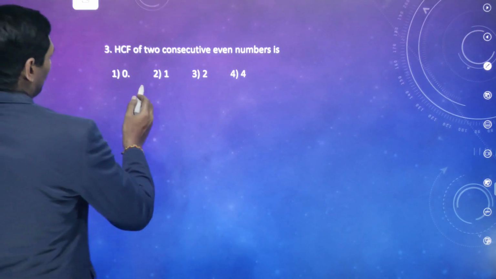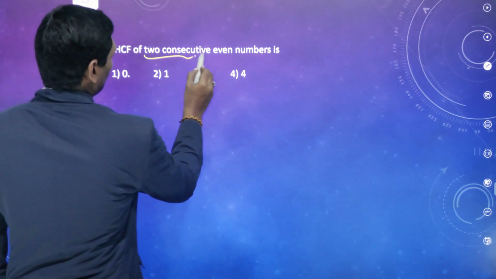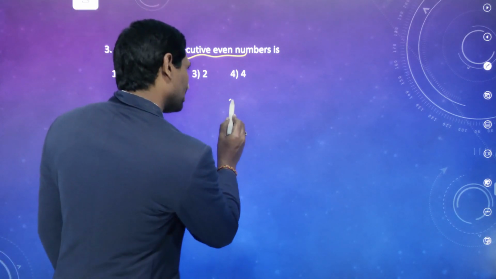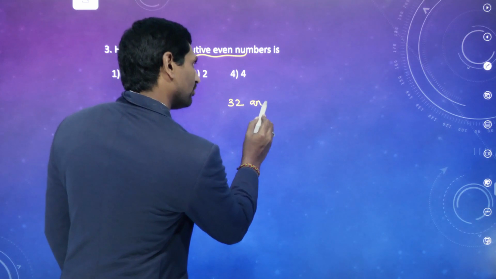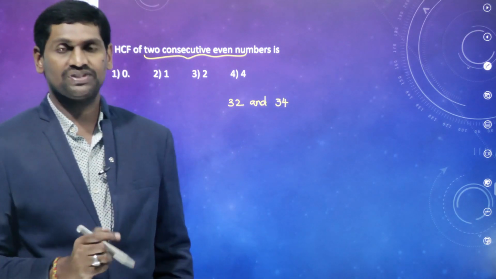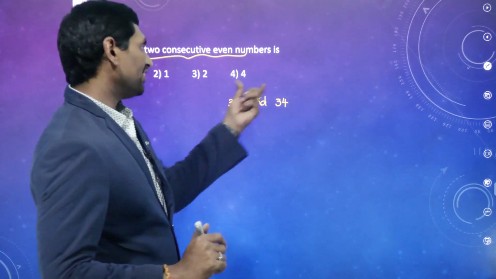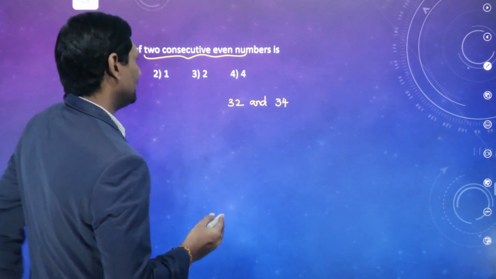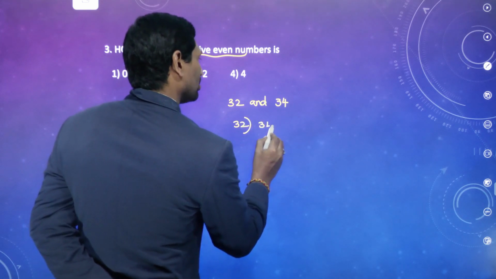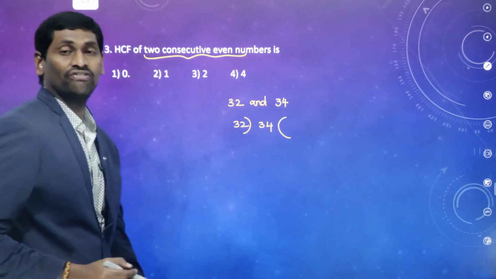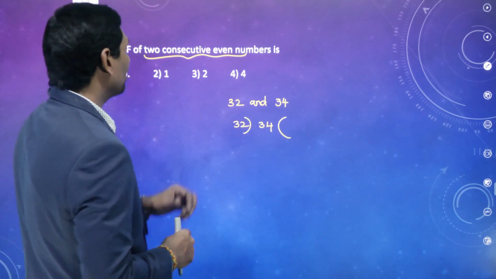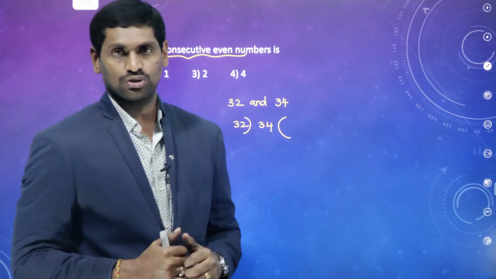Right. Just now I have concluded this HCF of two consecutive even numbers. So take any two consecutive even numbers, so 32 and 34. Consecutive means immediately next numbers, side by side numbers. So 32, 34, HCF is nothing but highest common factor. We can identify HCF by doing the continued division method, prime factor method, or writing all its factors also.